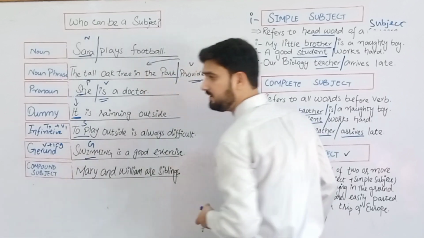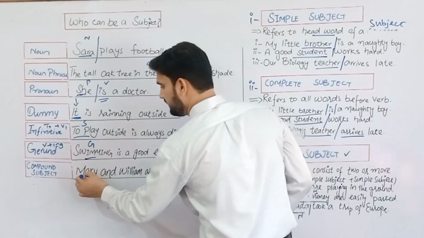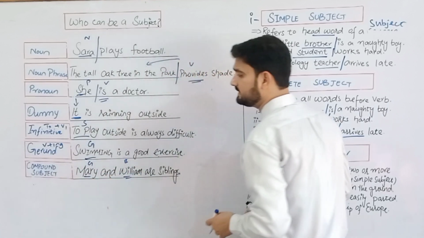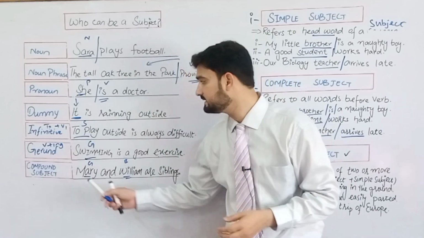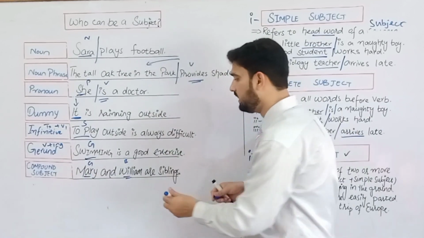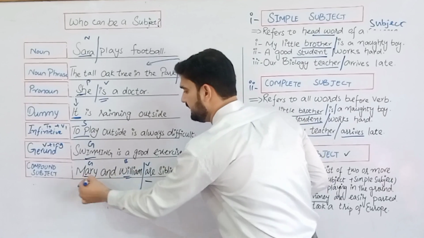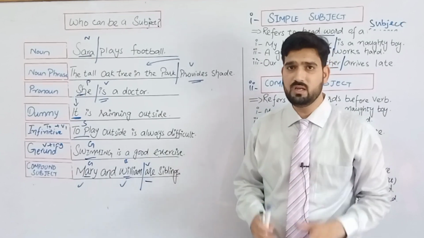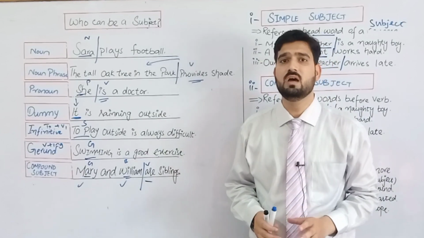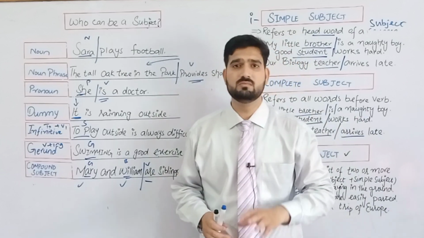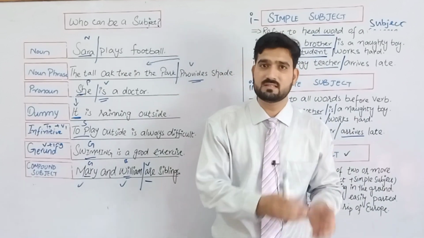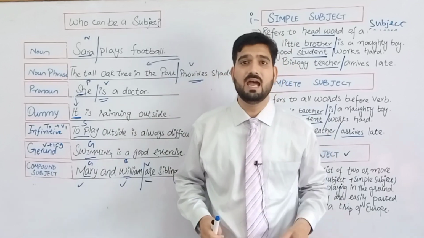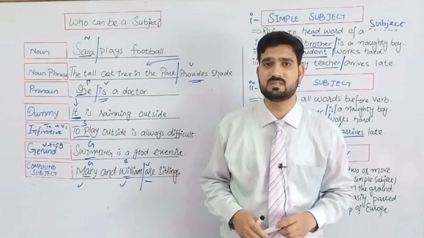What is a compound subject? We have already discussed that. Mary, the name of a girl, and William, the name of a boy, both work as different subjects. So they work as a compound subject here, and before are, the verb, Mary and William work as a compound subject. I hope this video definitely helps you understand what a subject is. You might not have known about the subject and its types. We have the simple subject, the compound subject, the complete subject, and the words that can act as a subject in any category.